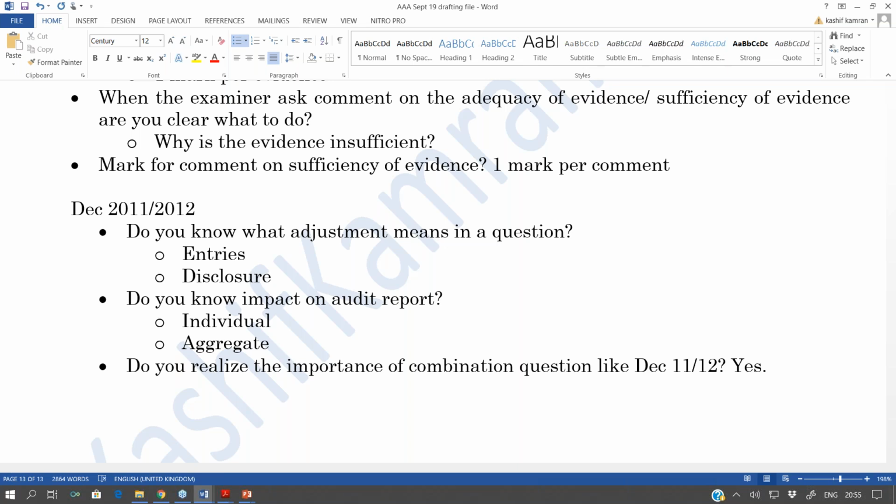Yes, you need to have a basic knowledge of accounting standards, not an in-depth knowledge. In the Kaplan book and in the BPP book, there are good summaries given. So in the Kaplan book or the BPP book, you can see the summaries of the accounting standards, and I've even shared the summaries of the accounting standards on the WhatsApp group.